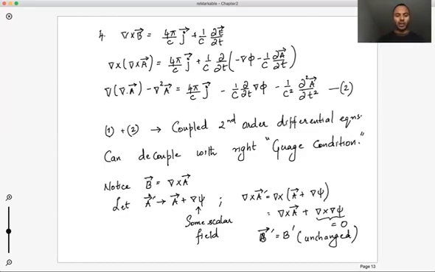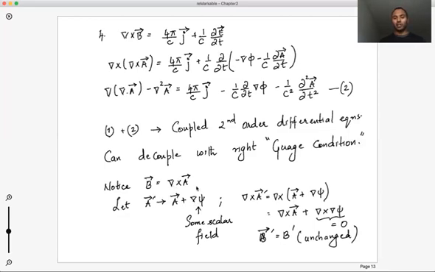Okay, so if we look at how we defined the potentials, we had B equal to curl of A. And now let's say that I have a field B and a vector field A, and they satisfy this condition. Now suppose I modify A to A prime, where A prime is nothing but A plus the gradient of some scalar psi. Psi is a scalar field, and it doesn't matter what it is. I'm just going to add the gradient of a scalar field to A.